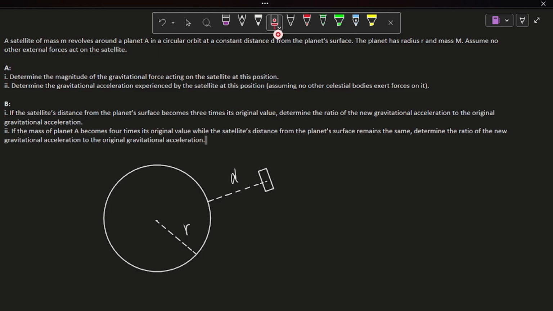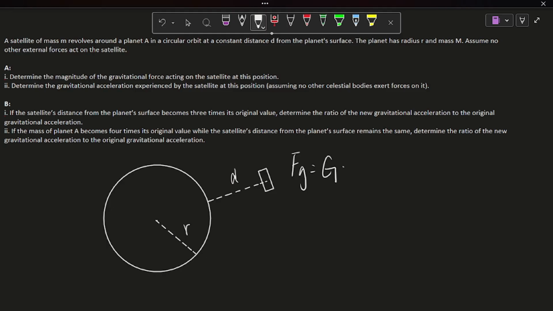So in this type of situation, we don't really need to draw a free body diagram, because the satellite's in outer space, right? So the only force that acts on it is the gravitational force by the planet A. So here we have to use the universal gravitational formula. Fg is equal to G. This big G is a constant, approximately equal to 6.67 times 10 to the negative 11th power.